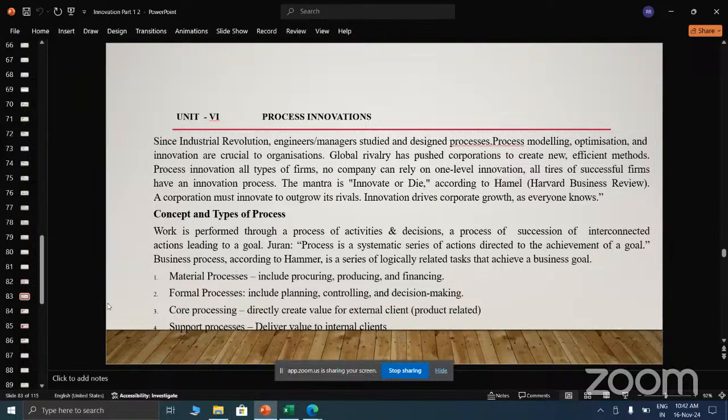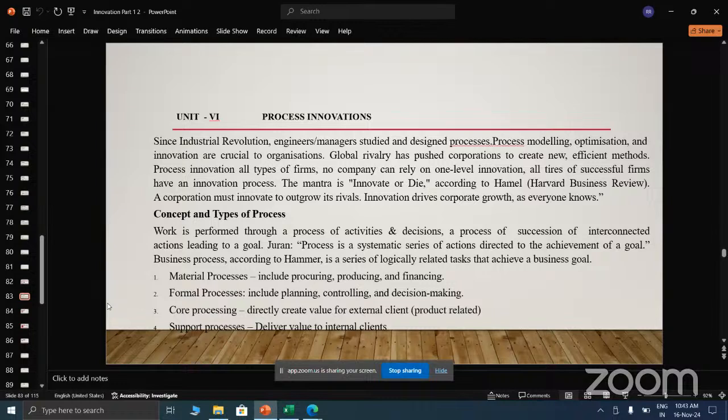It basically deals with 4 different types of processes. And the concept is that it is performed through a series of different activities and decisions, a series of interconnected or interlinked actions to achieve a common goal for an organization. As Juran quotes, a process is a systematic series of actions directed to the achievement of a goal.